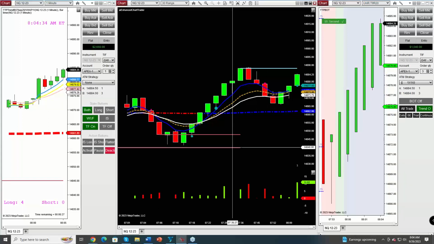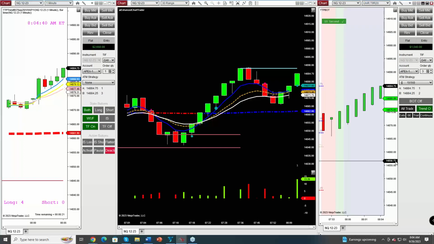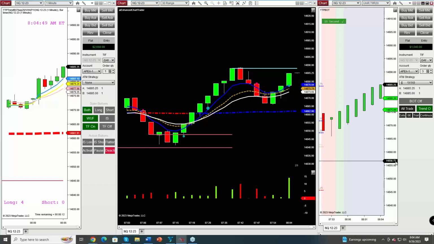In any event, we're green. I would think for most, anybody that was up $2,660 or 1,040 on the original, you may elect not even to run bots the rest of the day. I don't know. I'll surely run them.